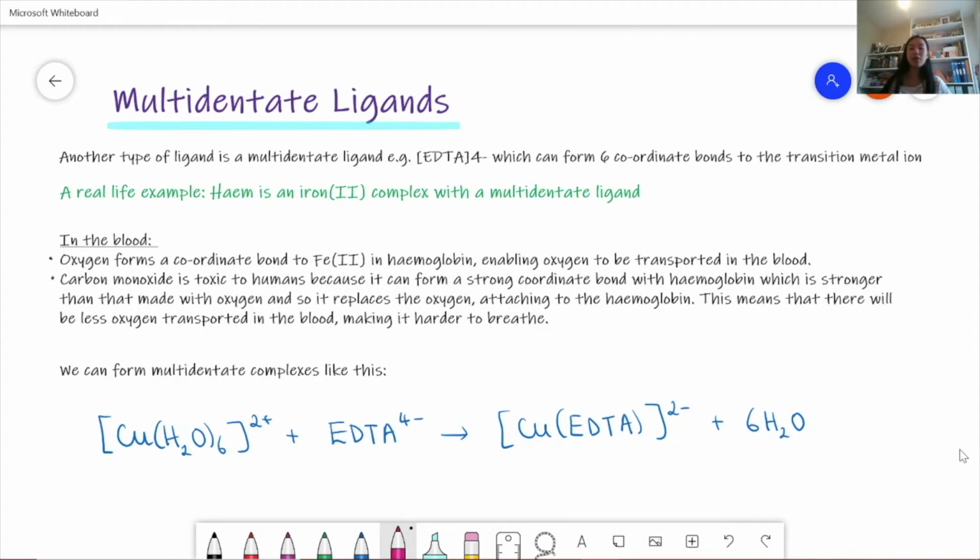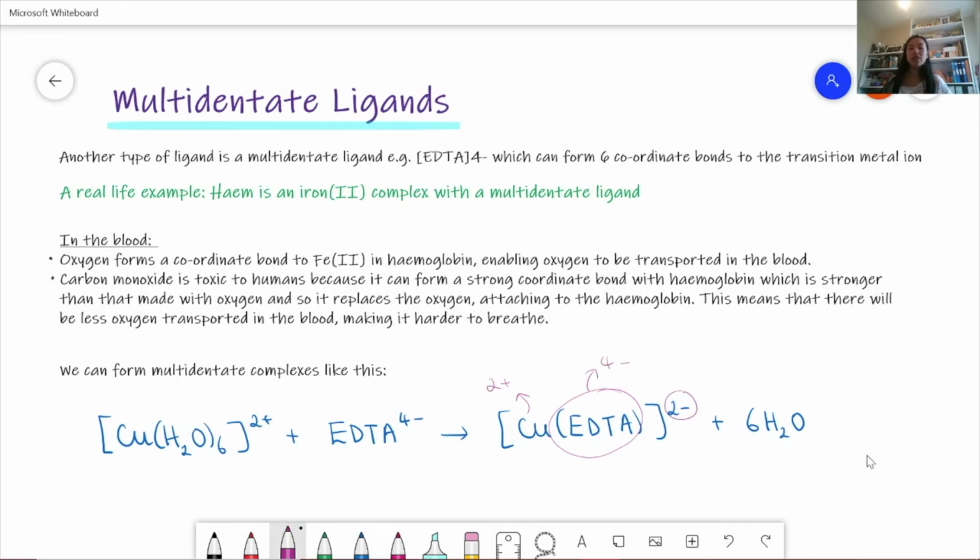So we can form multidentate complexes like this. We start off with this complex with copper and 6 waters with a 2+ charge, and then we have an EDTA 4-, which you must know about. And then how it bonds is that one EDTA ligand can bond 6 times with a metal ion, and so that's how we just have one ligand here bonding to the copper, and so 6 waters are removed, so they've been substituted. And again, how we get the charge of the complex is that copper 2+ is 2+ and EDTA is 4-, and so the overall charge is 2-.